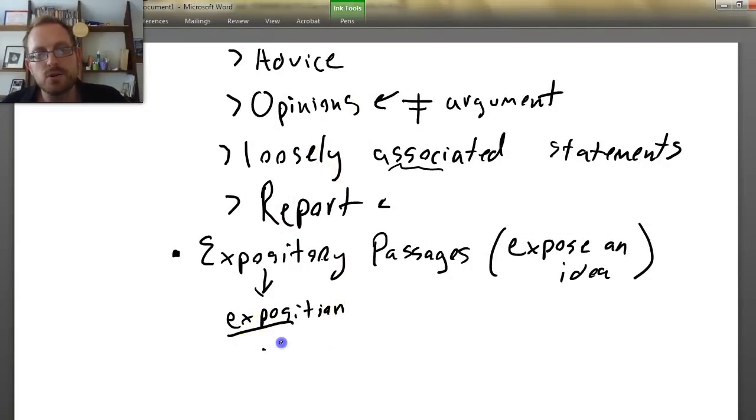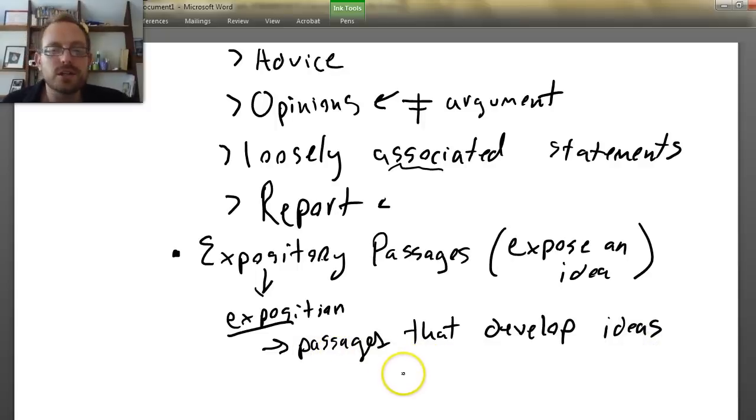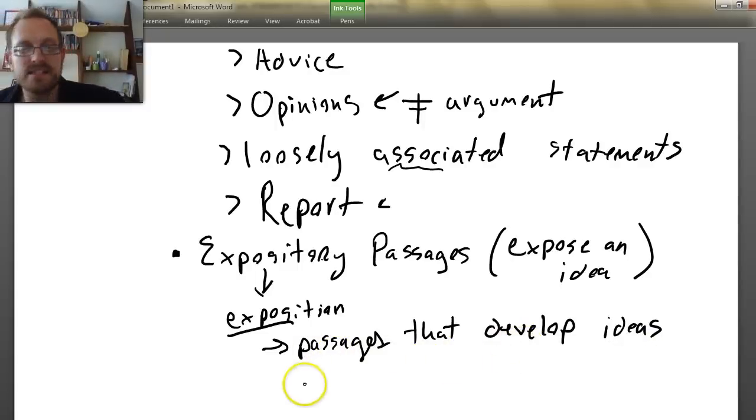So an expository passage is a passage that develops ideas. They develop ideas, but they don't prove them. So they are conclusions without premises, and that's why they're not arguments, okay? So that's the first thing we should see there.